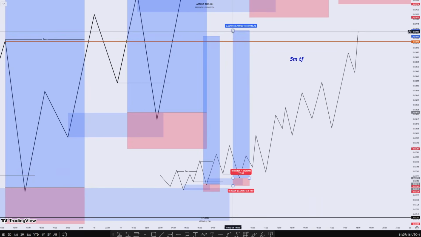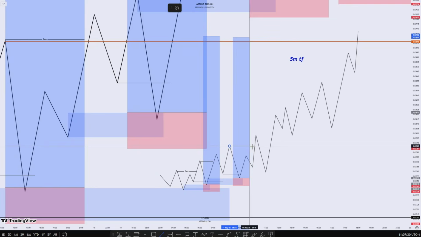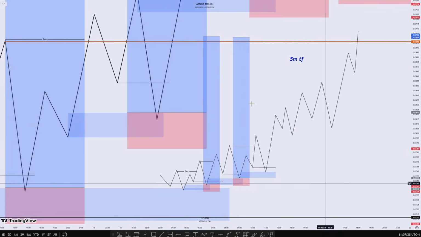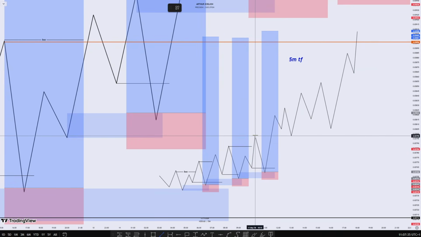Now for the third entry, we are still looking for the same thing, a break of structure. After we see this break of structure, we can see this liquidity that is at discount, and we can see this order block. This is our next entry. Okay, now what do we have here? We have a break of structure here as well. We have a liquidity, then we have a POI, which is a breaker block.